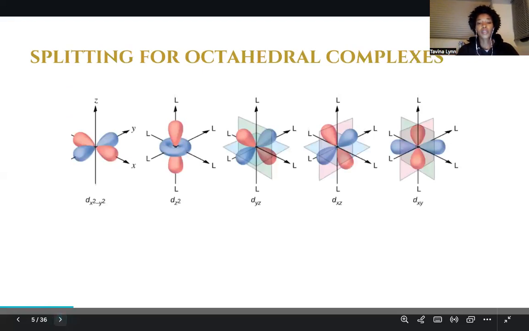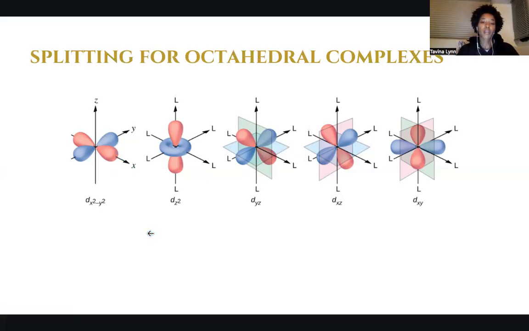So our non-bonding electrons of the central metal atom are in these d orbitals. We have 5 d orbitals. Each of these lobes here are the d lobes, the d orbitals within the metal atom. And each of the axes is the axis along which the ligand comes in and binds the metal atom.